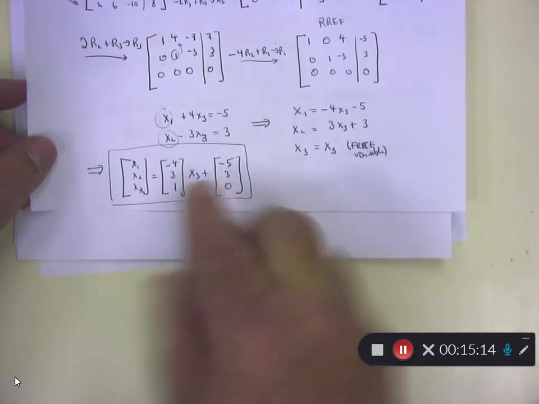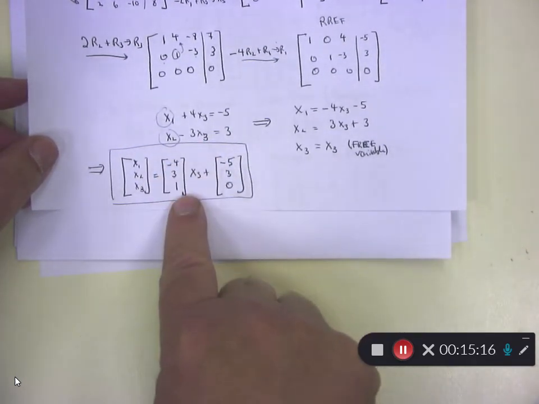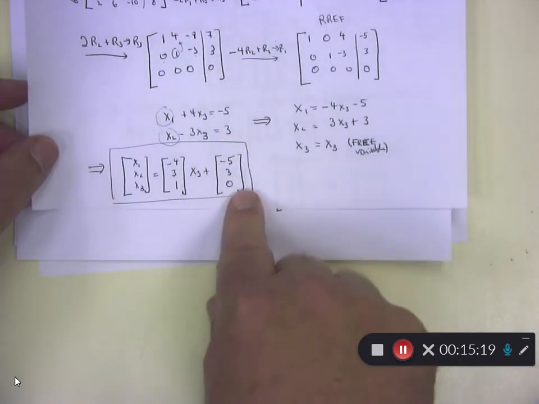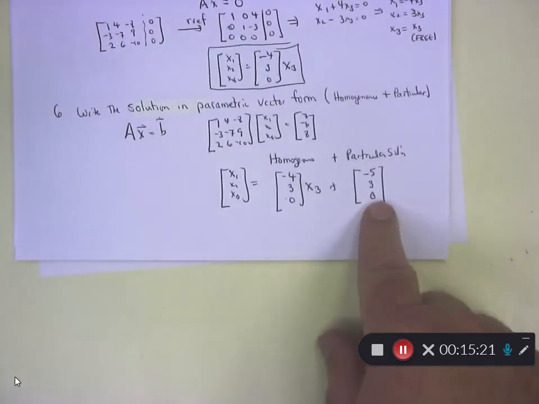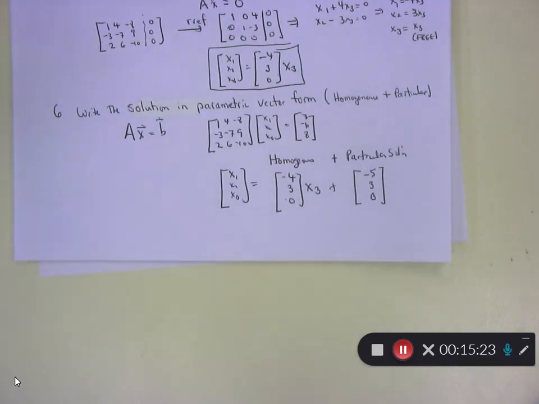Answers always show up in two parts. The free variable part is actually the homogeneous solution, and any other constant vector is the particular solution. And that's what I meant by when you can take two parts of the answer and put them together.